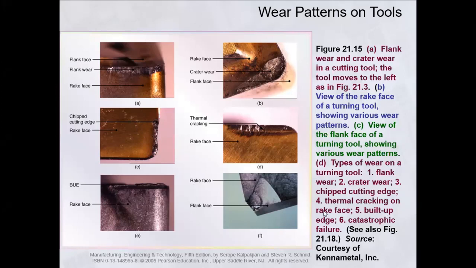Number four, thermal cracking on the rake surface. As the tool becomes hot during the machining operation, thermal cracks appear on the surface of the tool. Number five, built-up edges. A few slight built-up edges have been formed on the surface of the tool. And the sixth one is catastrophic failure, where the cutting edge of the tool has been broken away and is of no more use.